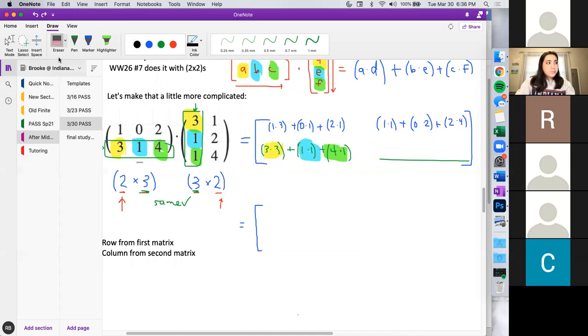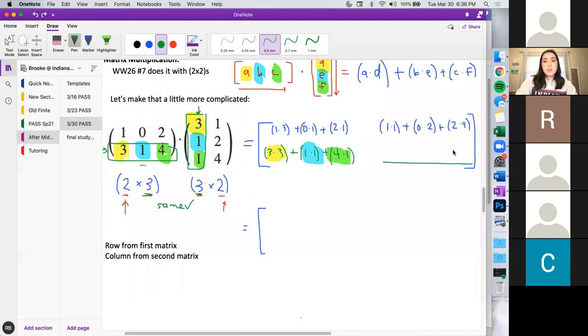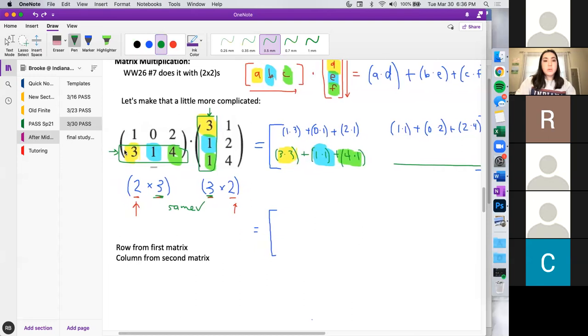Two and 2, someone says. Yep, so this is the second row and the second column of the product. So I'm taking the second row from the first matrix. And this time, I'm taking the second column of the second matrix.